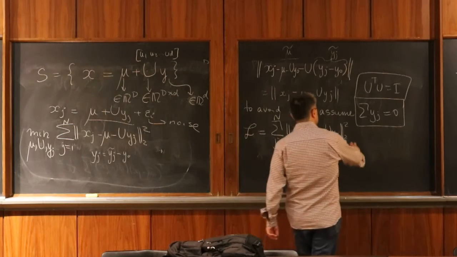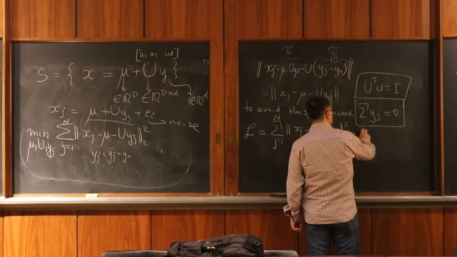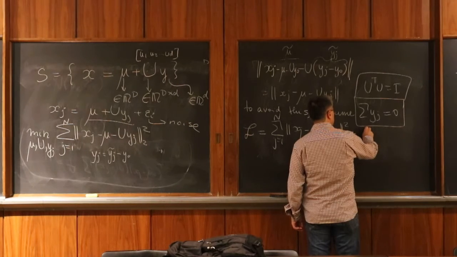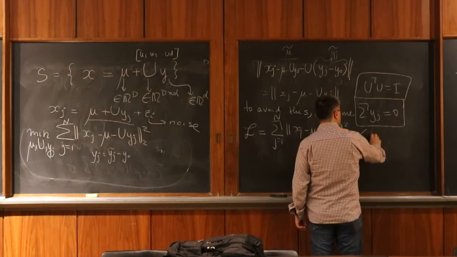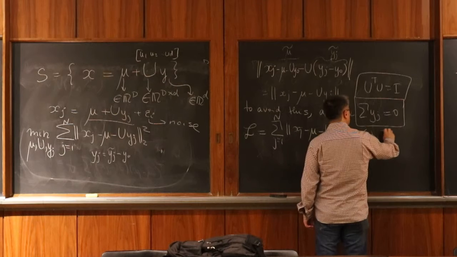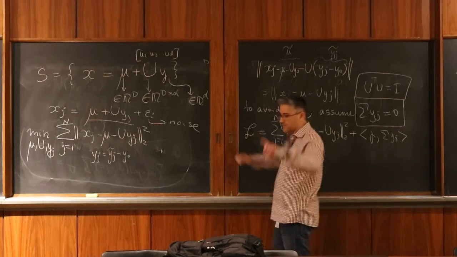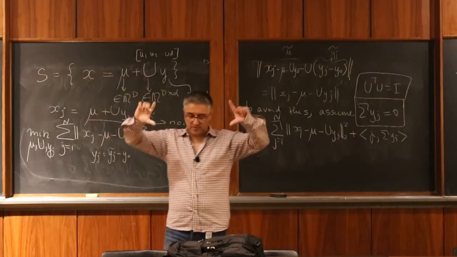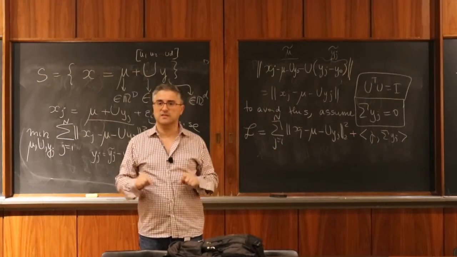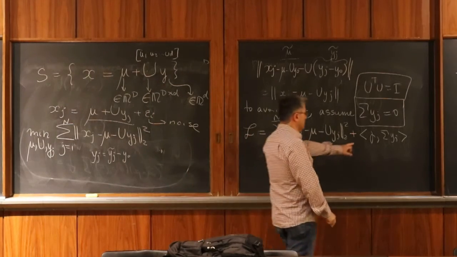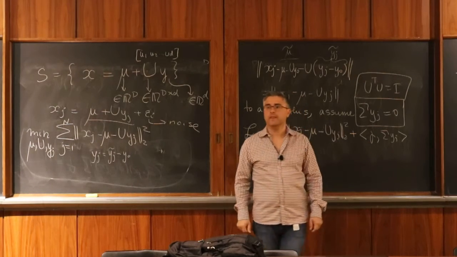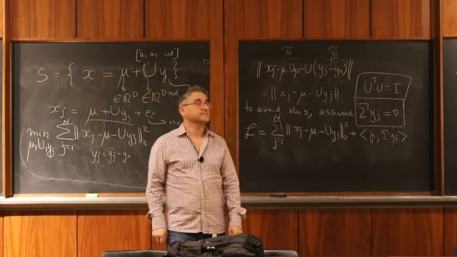So this is just the dot product between gamma and the sum of the yj's. That bracket notation is the dot product between the first guy and the second. So this gamma is of dimension little d. Okay?